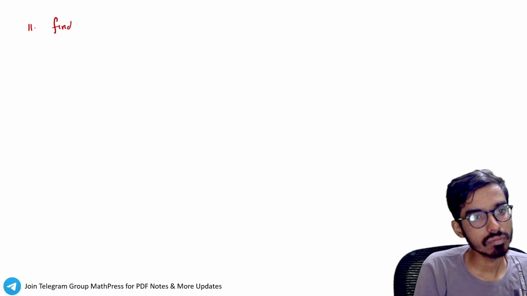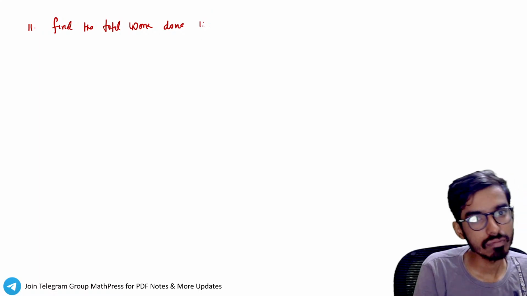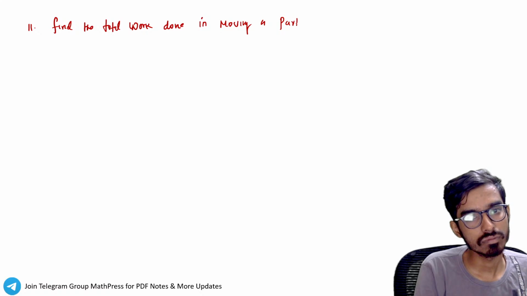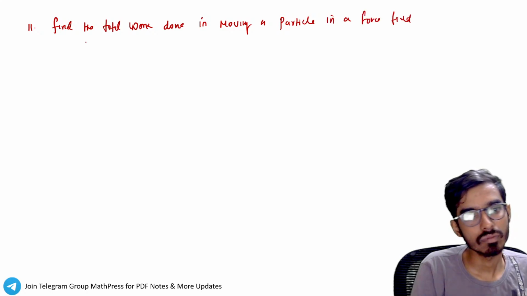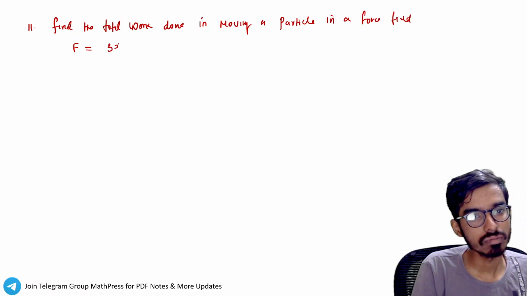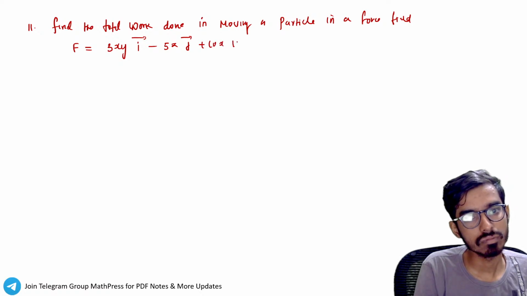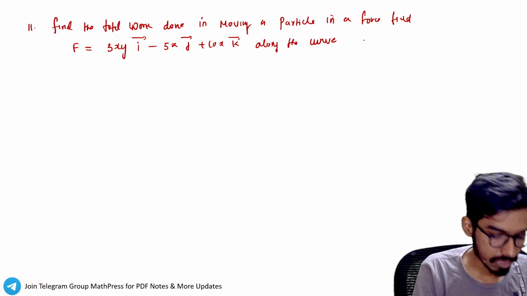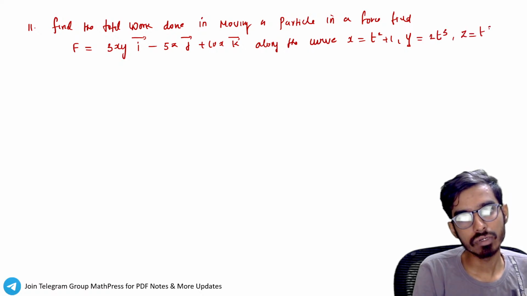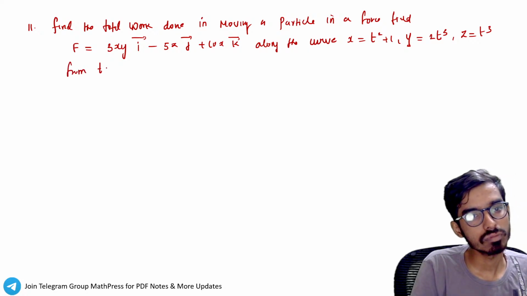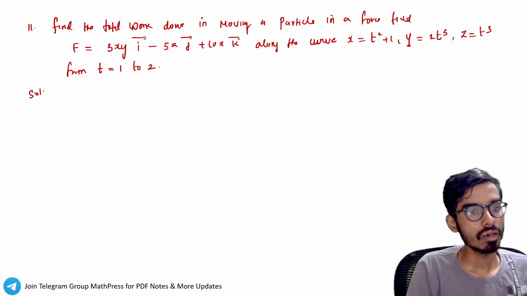So find the total work done in moving a particle in a force field F is equal to 3xy i vector minus 5z j vector plus 10x k vector along the curve x is equal to t² plus 1, y is equal to 2t², z is equal to t³, from t is equal to 1 to 2, right? So same as previous problem. The same as previous problem.